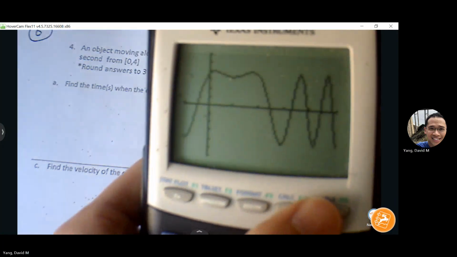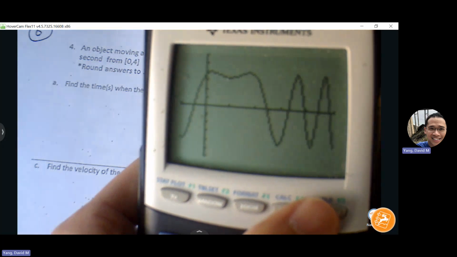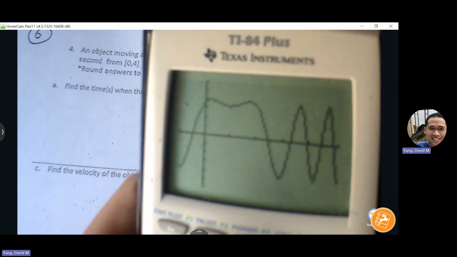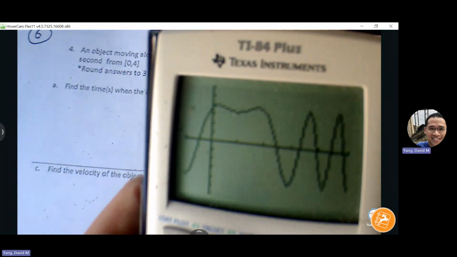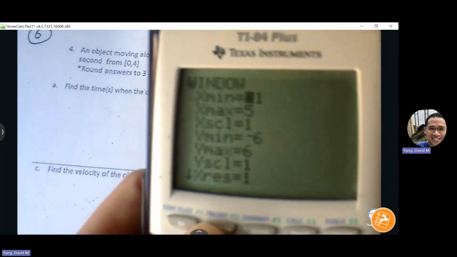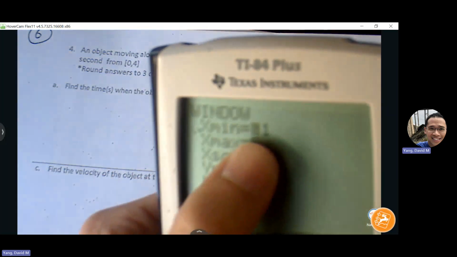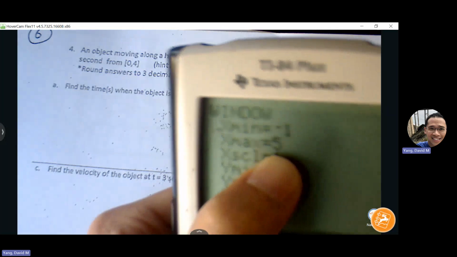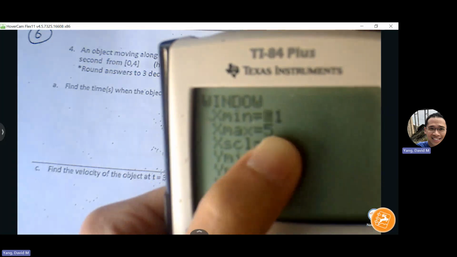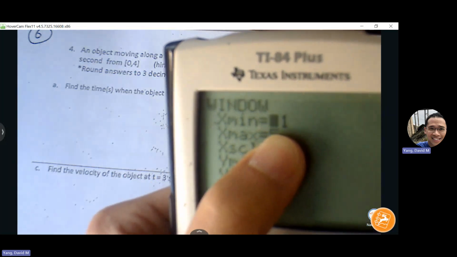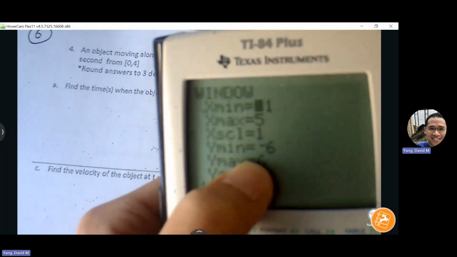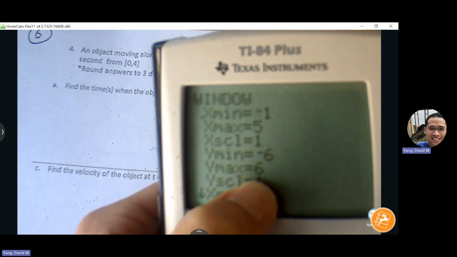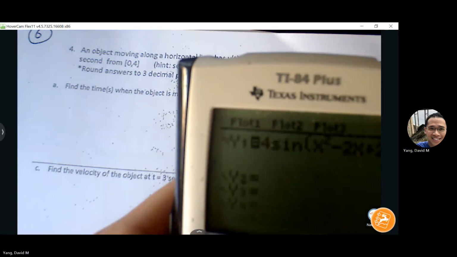Right. So this is the velocity graph here. Okay, is everybody okay here? I got an invalid dimension. Okay. Make sure that your min is lower than your max. If it's not, then it's going to start complaining. So make sure your x min is -1, your x max is 5, your y min is -6, and your y max is 6. Is it still doing that? Okay.